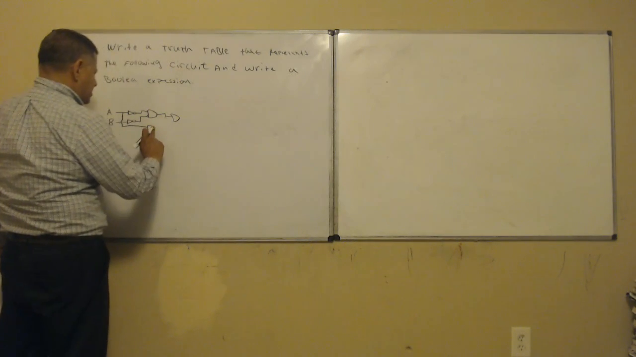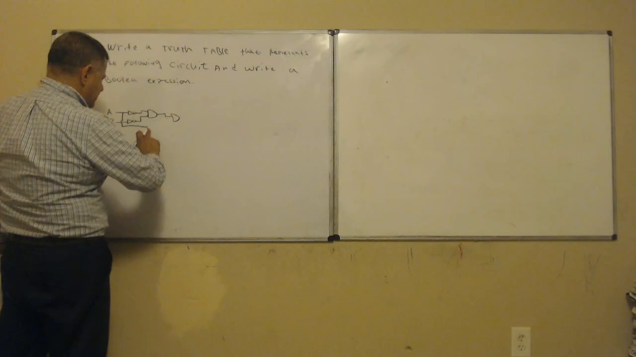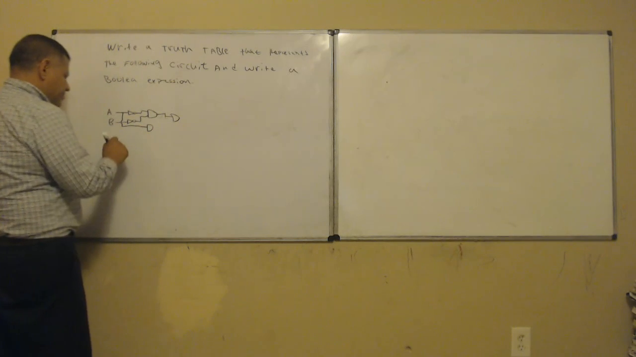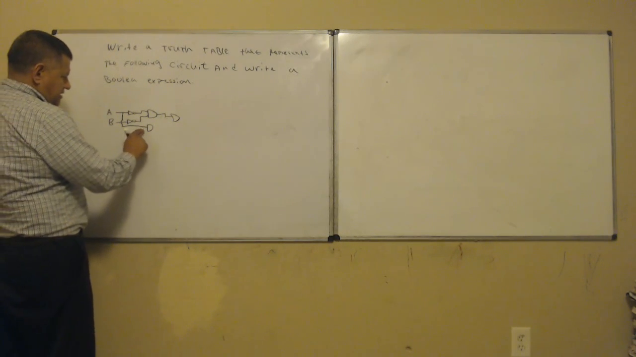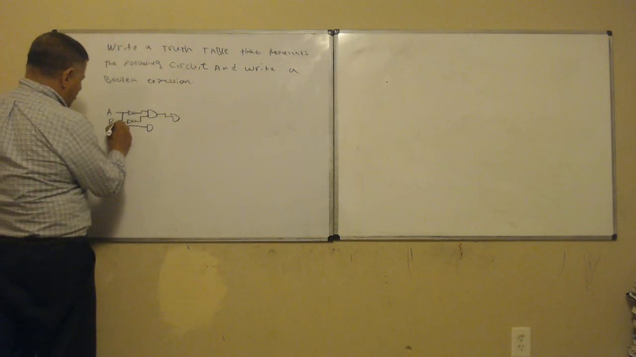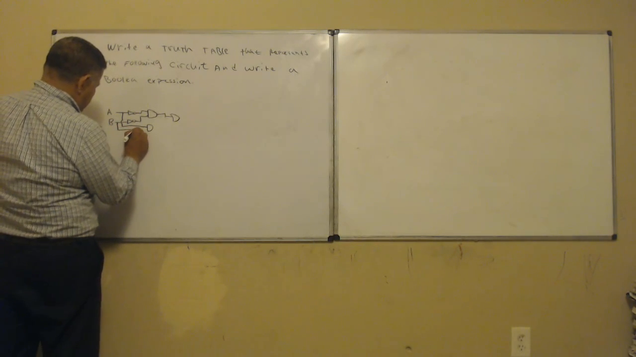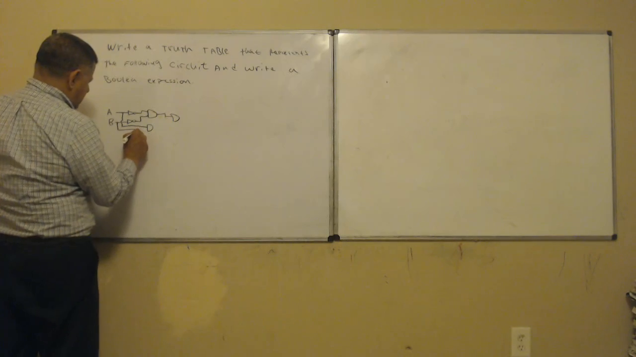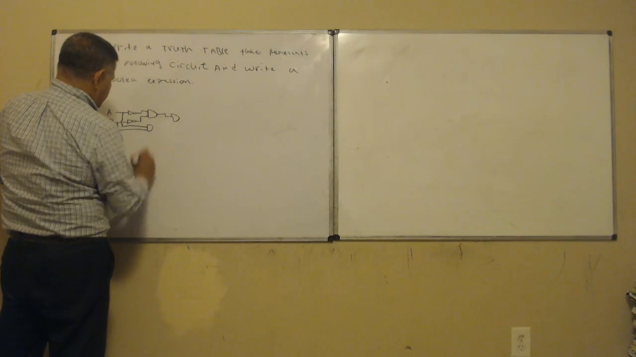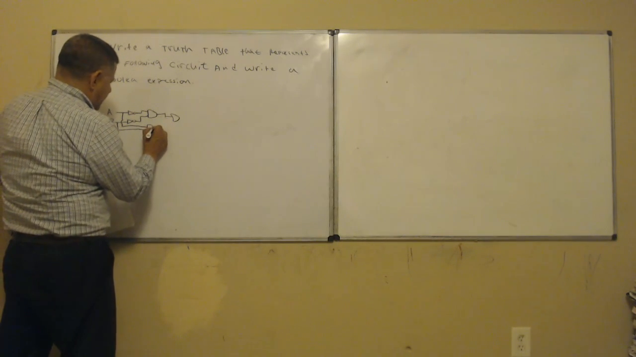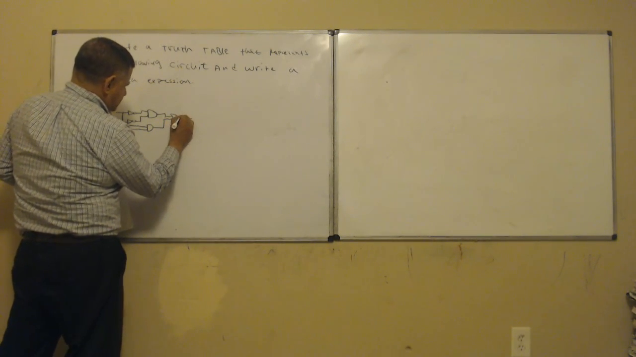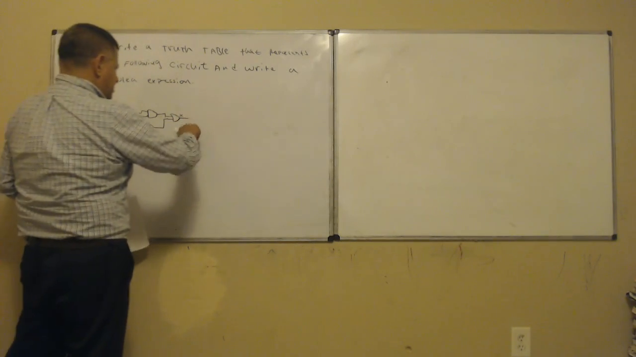So now, notice that from here I have another wire coming in, and it's going straight to this AND gate, right? And then from this AND gate, it goes like this, and this has an output of X.